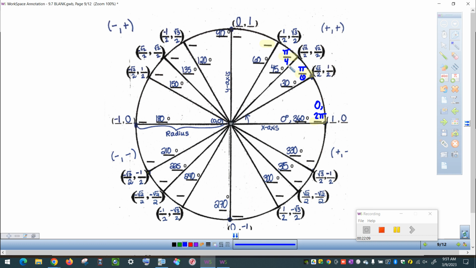And then the next position is going to go back down here to our bottom circle. So the last angle that we have before we get to the very top is pi over 3.